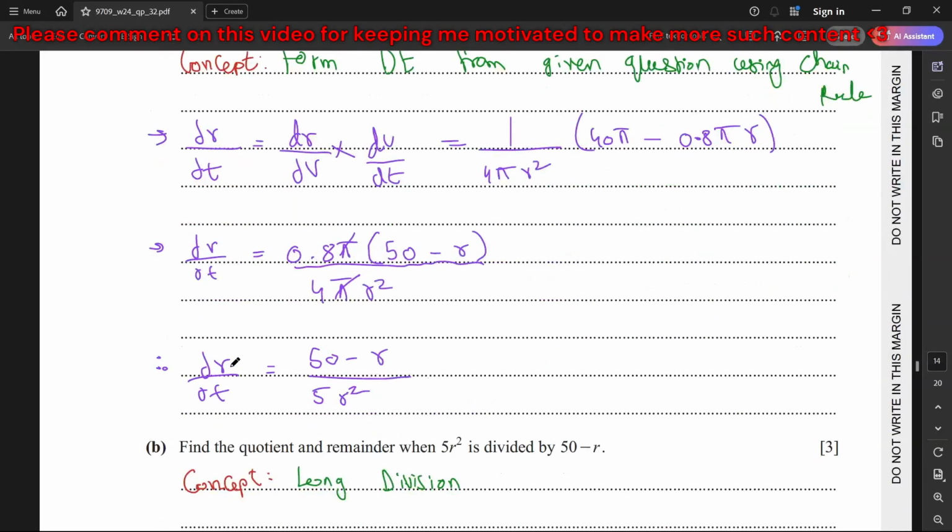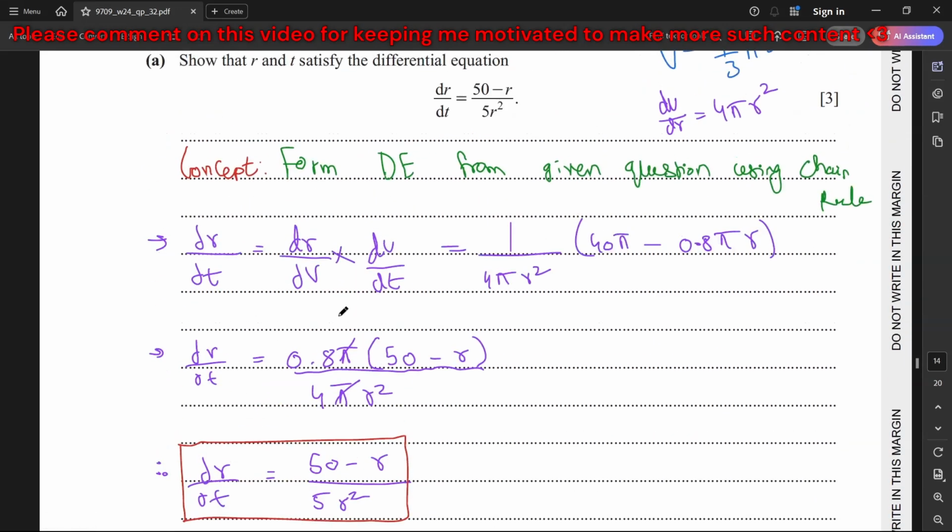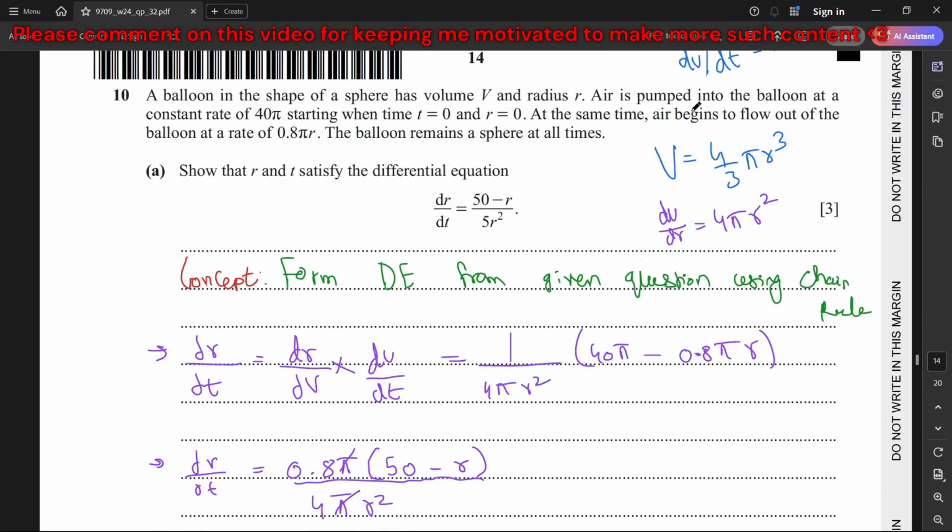So how did I go about this question? The first thing was, in order to get the differential equation for dr dt, what are the things that are given to me? The inflow and outflow rates were given to me. Inflow was 40 pi, outflow was 0.8 pi r. So from there I got dV dt. And I know that the other variable is r, so I need an equation with respect to volume and r because volume is also involved. Because they've mentioned that the ball remains a sphere all the time, I can use the equation of the volume of the sphere to get my dV dr. And then to get dr dV from dV dr, I'm just taking the reciprocal of that, and this is what I get.